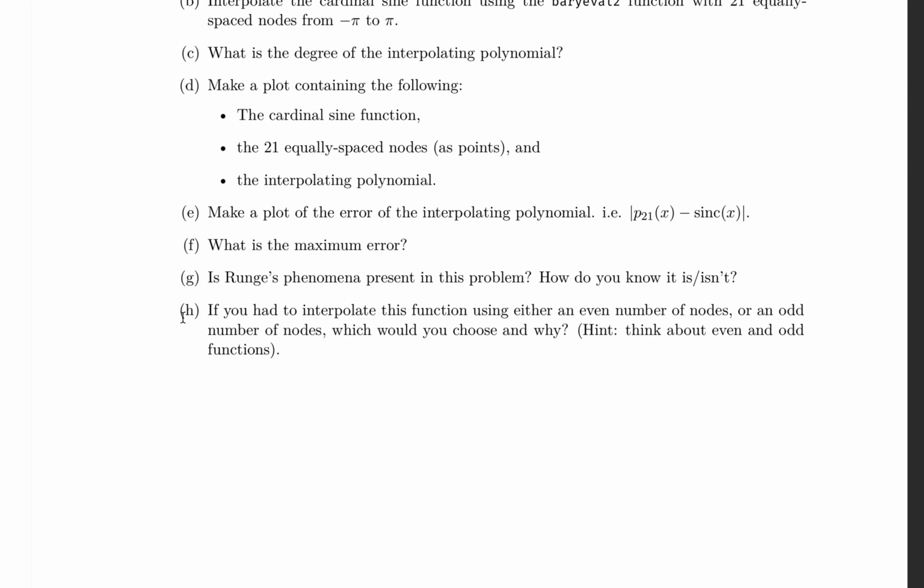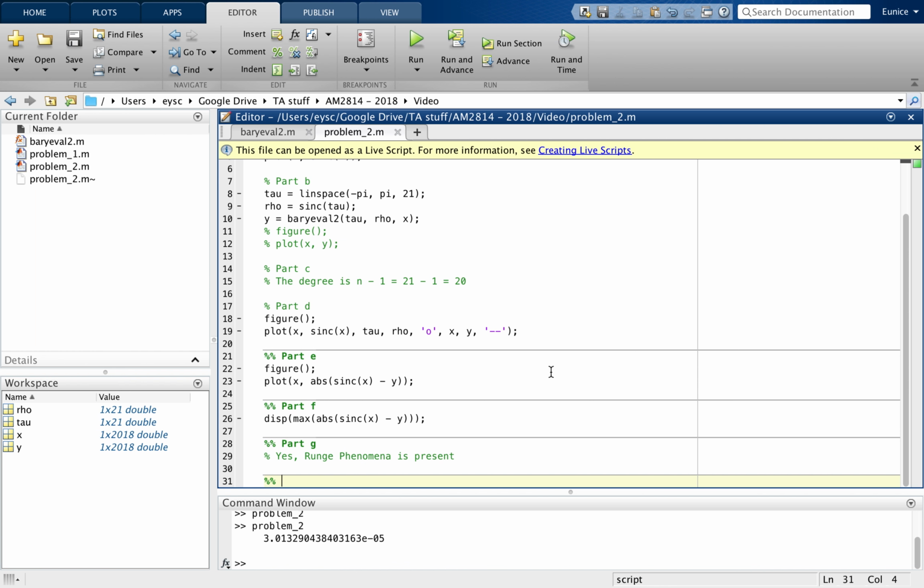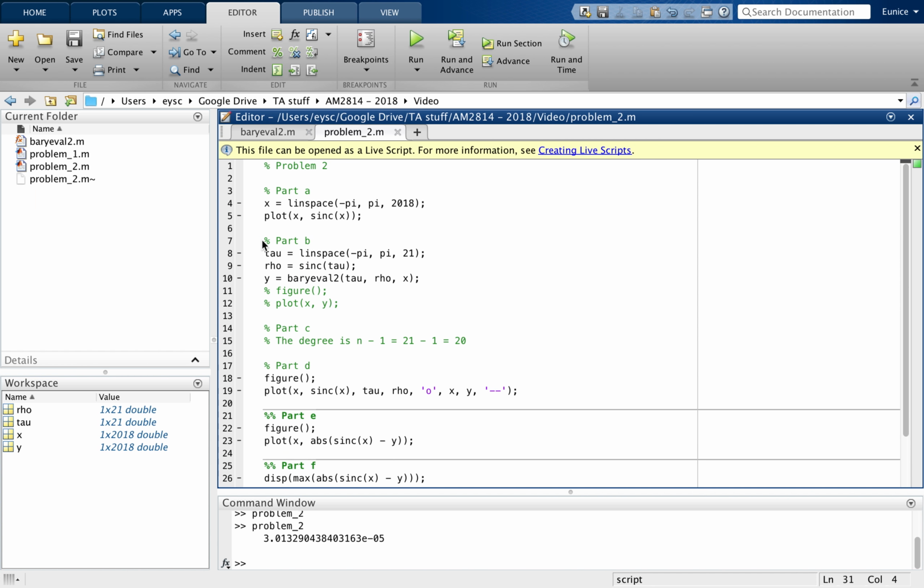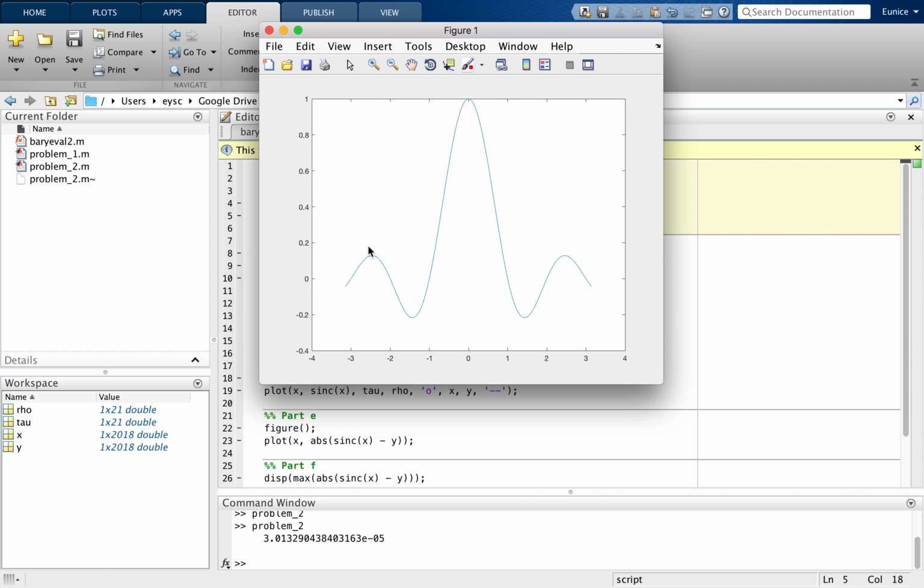And for part H, if you had to interpolate this function using either an even number of nodes or an odd number of nodes, which would you choose and why? Alright, so they give us a hint. Think about even and odd function. So let's go ahead and plot the cardinal sine function again. So I'm just gonna do this and then let's run the function. Okay, this section. So here we can see that this is an even function, obviously, because both sides are symmetrical.